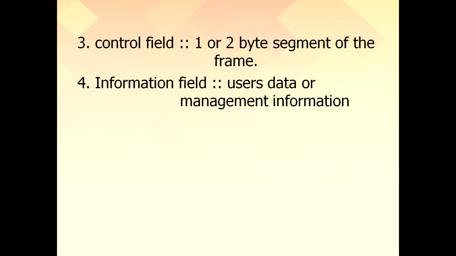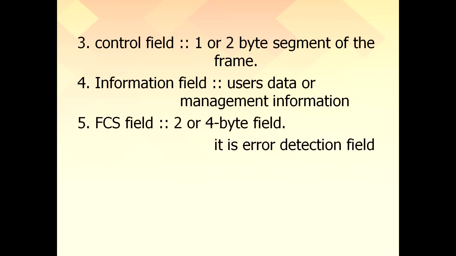And the final one, the FCS field. FCS indicates the frame check sequence, which is the HDLC error detection field. It contains a 2 or 4 byte field. It can contain either 2 or 4 bytes.